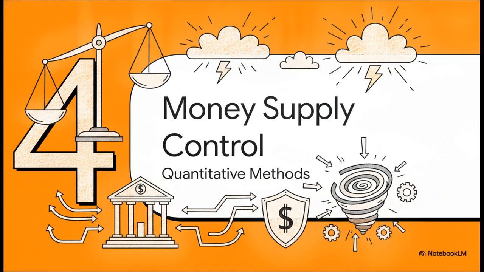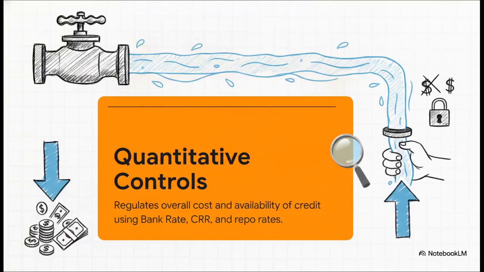Moving on to section 4, controlling the money supply. To prevent pure economic chaos, the central bank acts as the supreme controller of credit.